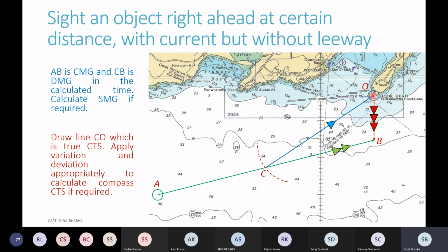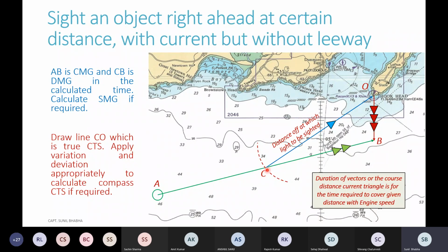In fact, this triangle which you see, Oscar, Bravo, Charlie, so OBC triangle, all the three vectors are for the same duration. That is the time required to cover this distance off from the lighthouse. So Charlie to Oscar, you can see it here on the chart, is the distance off at which the light is to be sighted. Remember, this arc was drawn with a radius equal to this distance off.